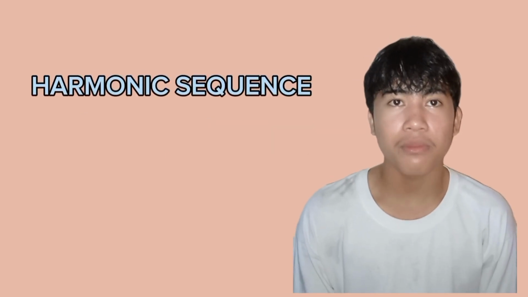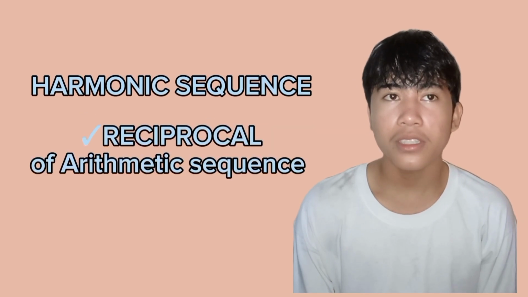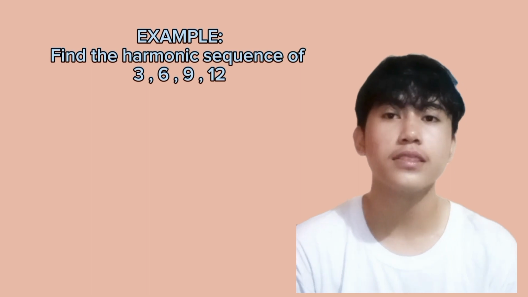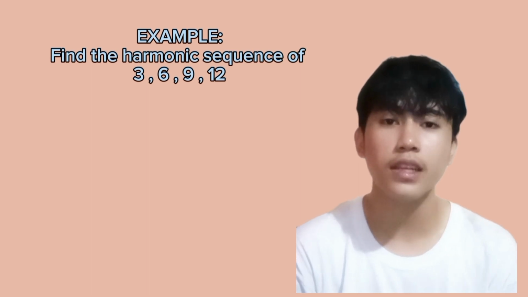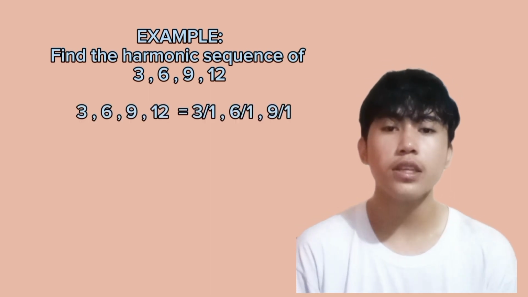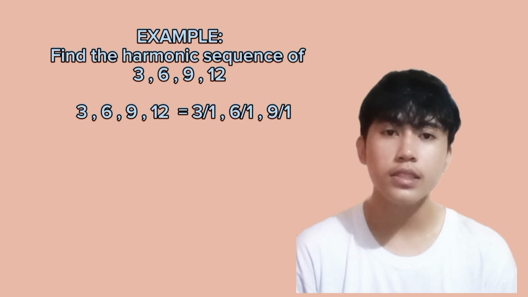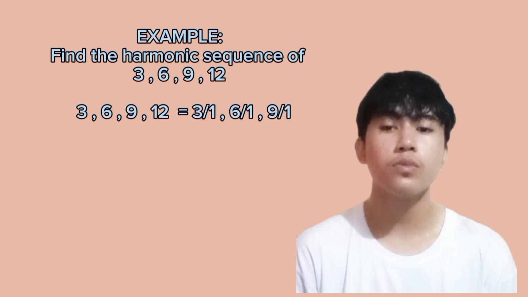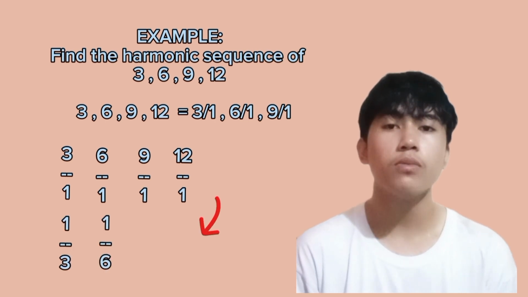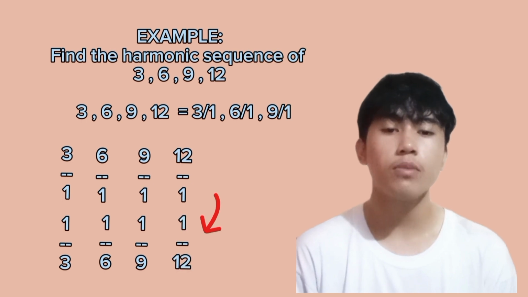The third sequence is the harmonic sequence. Harmonic sequence is the reciprocal of the arithmetic sequence. Example number 1. Find the harmonic sequence of 3, 6, 9, 12. 3, 6, 9, 12 is the sequence 3 over 1, 6 over 1, 9 over 1, 12 over 1. Let's get the reciprocal of this sequence to get the harmonic sequence. 1 over 3, 1 over 6, 1 over 9, 1 over 12 is the reciprocal and the harmonic sequence of 3, 6, 9, 12.